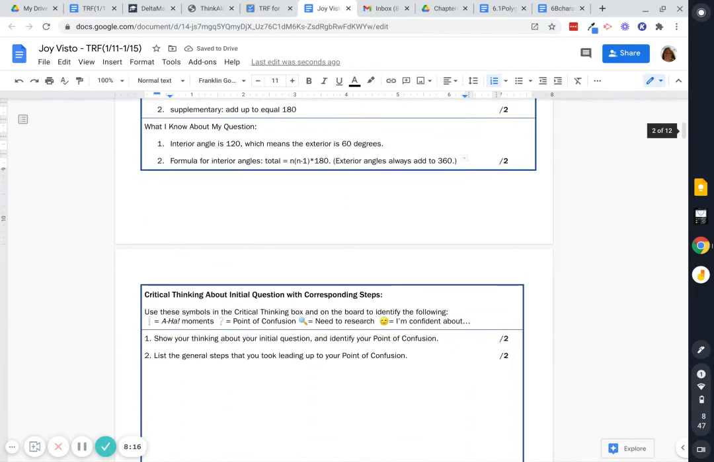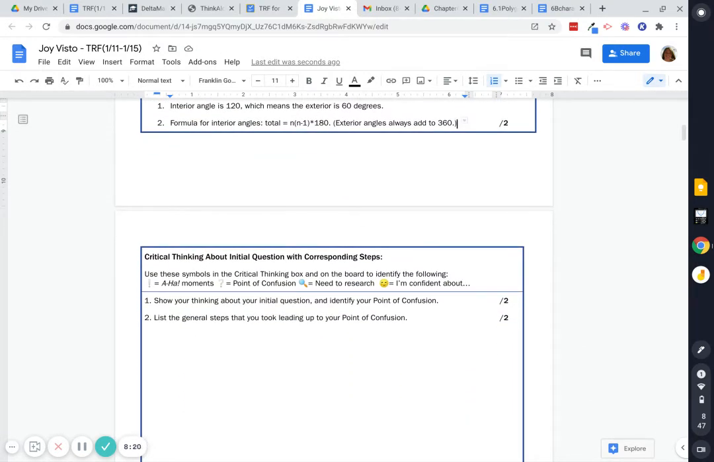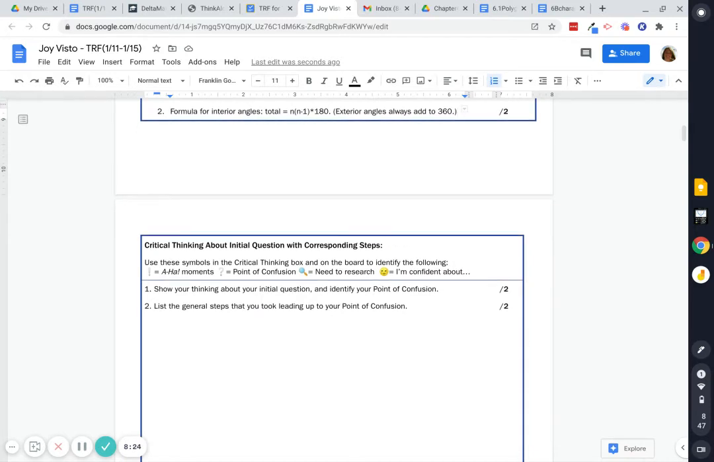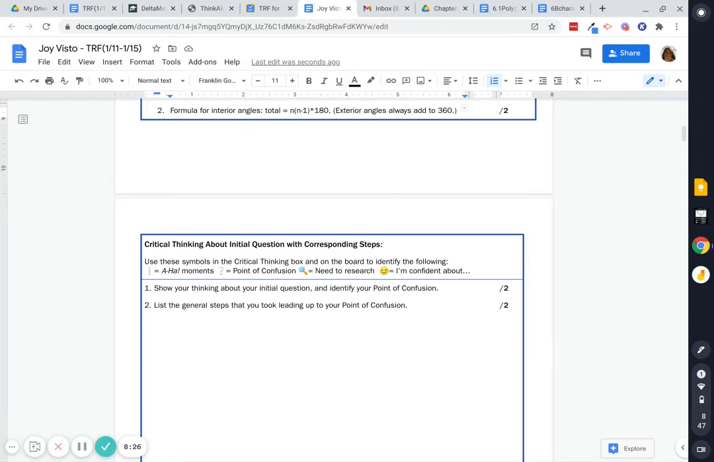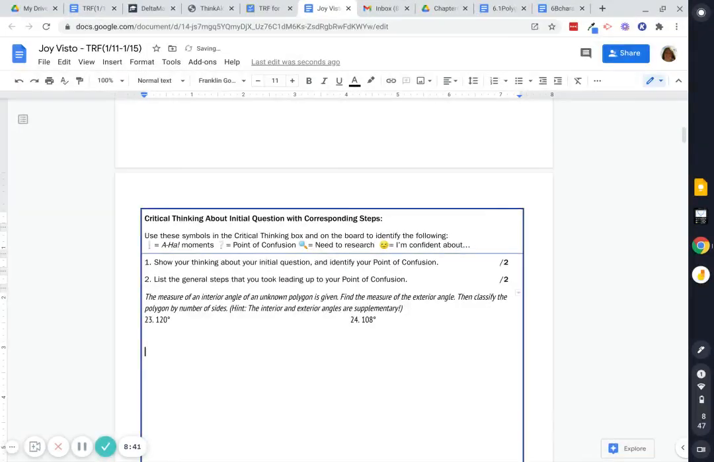Now I'm going to go down to the second page, and this is where some of you are forgetting some stuff. Okay. Show you're thinking about your initial question, identify your point of confusion. List the general steps that you took. So I'm going to repaste my initial question. Measure of an angle is given. Find the measure of the exterior. Okay. So then I'm going to start some thinking.